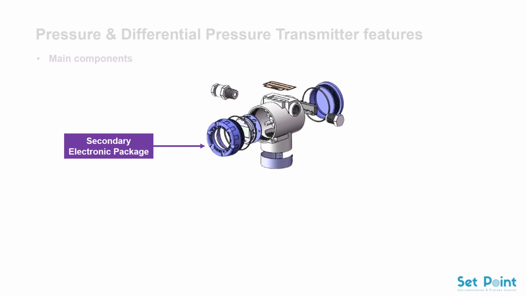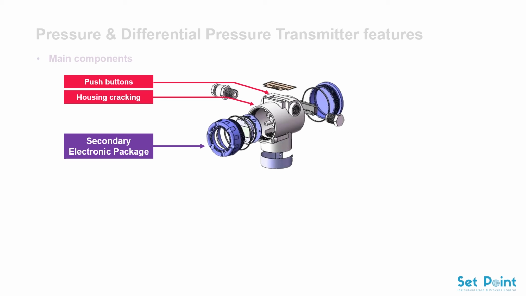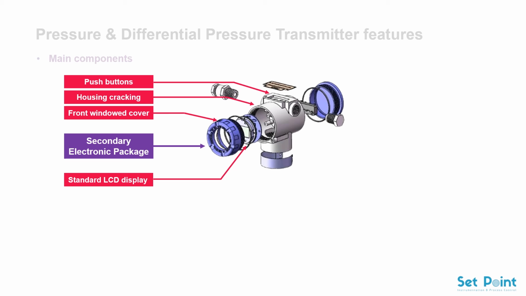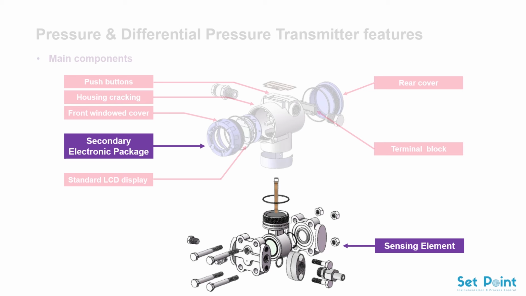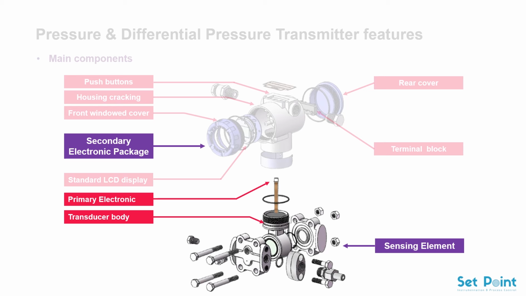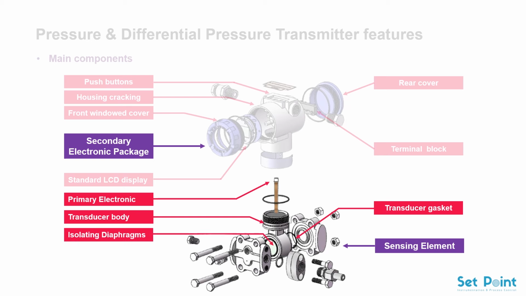Secondary electronic package. Push buttons to manipulate the parameters. Housing cracking. Front windowed cover. Standard LCD display. Terminal block. Rear cover. Sensing element. Primary electronic. Transducer body. Transducer gasket. Isolating diaphragms.